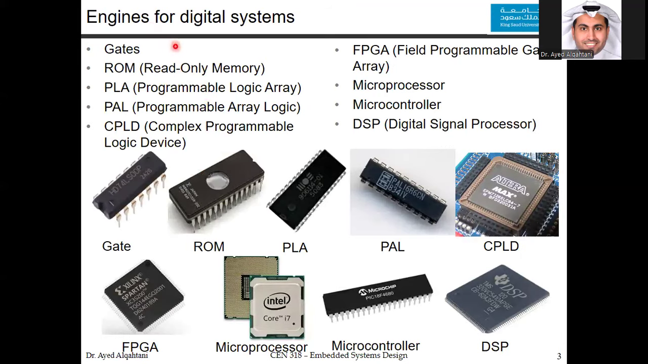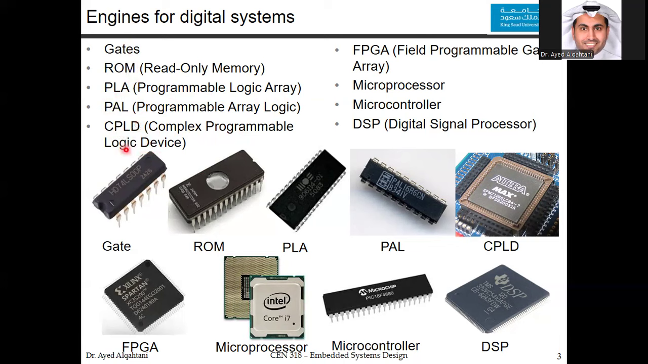The engines for digital systems, as you can see here, we make a simple list where we started digital system design with gates that are composed of transistors. And then we moved to ROM, or the read-only memory, with many types, like the ROM and PROM, EPROM, and EEPROM.